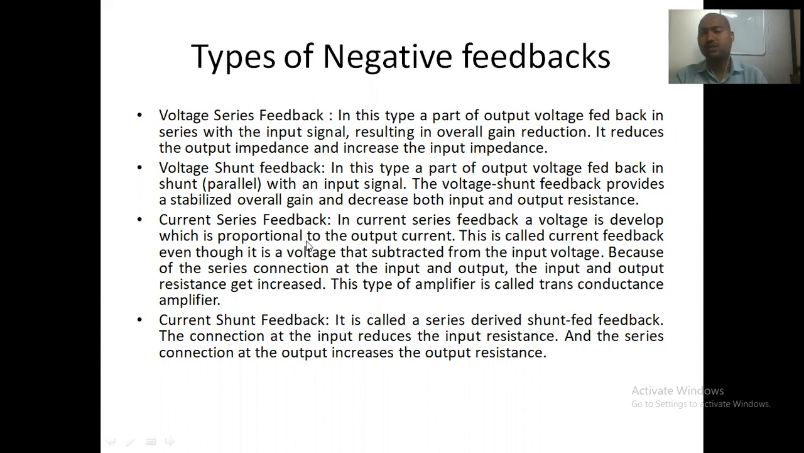Why is it not a current? Because if it is converted as a current, it is not subtracted from your input. Okay, that's why it is a current, in accordance with the level of the current. Because of this series connection at the input and output, the input and output resistance get increased.